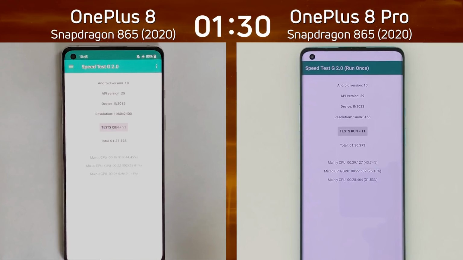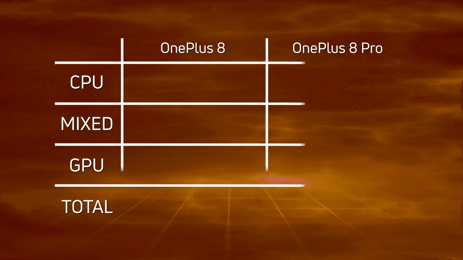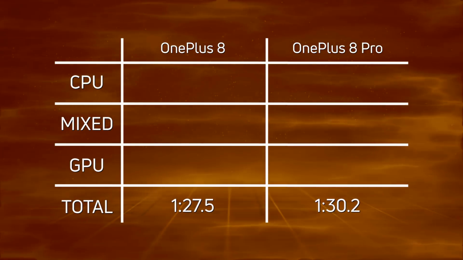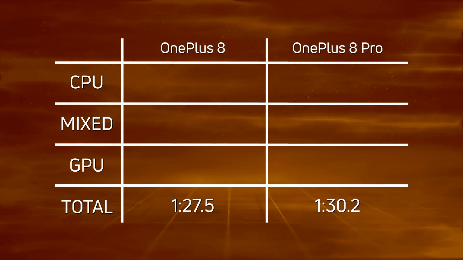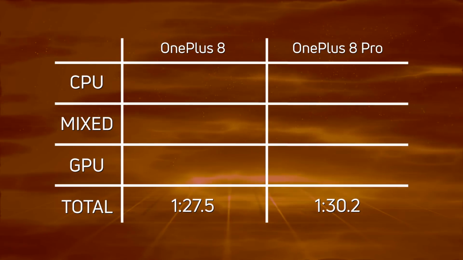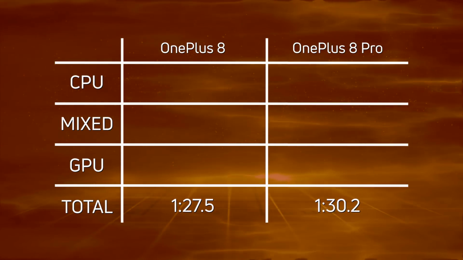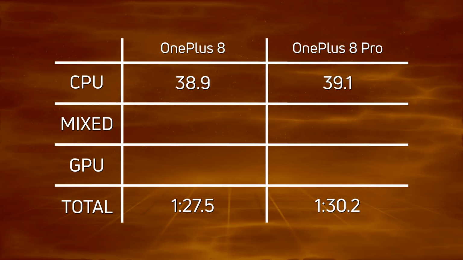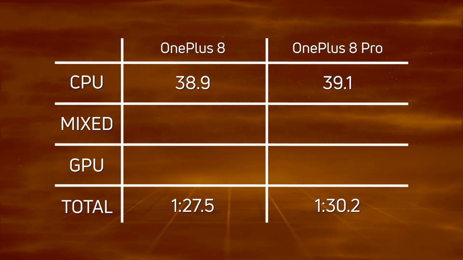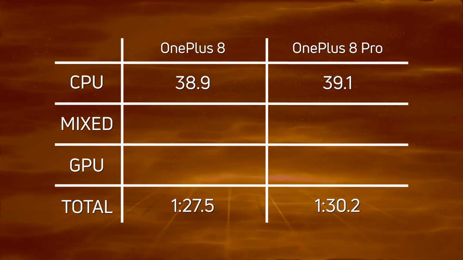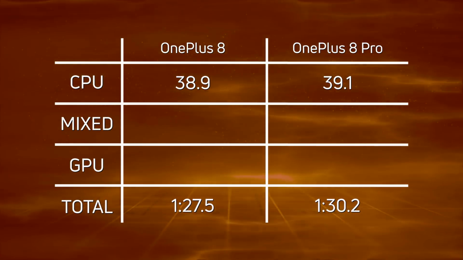Okay, let's break down those scores and see exactly what happened. So as we saw there, the normal OnePlus 8 came in the victor, 1 minute 27.5, and then 2.7 seconds later came in the OnePlus 8 Pro, running of course in 1440p, 1 minute 30.2. So what happened? Well, CPU 38.9 versus 39.1, very close, 0.2 of a second between them, so not much to say there, except for of course a win by the OnePlus 8.